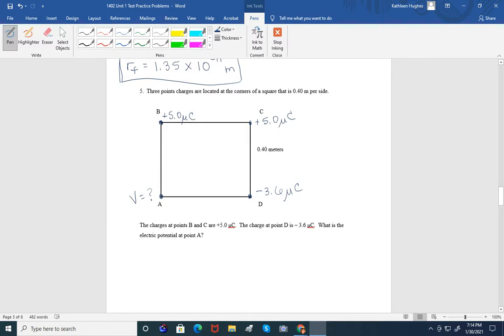Now, the potential due to B and C will be positive, but the potential due to point D is actually negative. However, looking at the size of these charges, I feel like the total potential should come out to be a positive value. It's like adding hills and valleys. I think my hills are going to be bigger than my valley. Potential's nice. It's not a vector quantity. The potential due to a point charge is just given by the formula V equals KQ over R. If you have multiple charges, then just add them up.